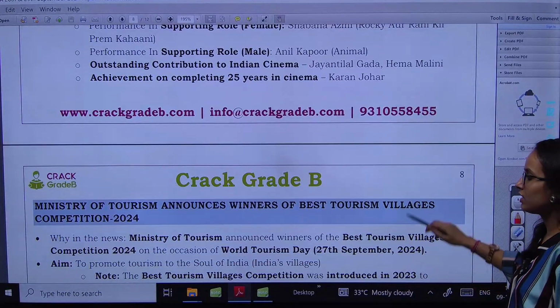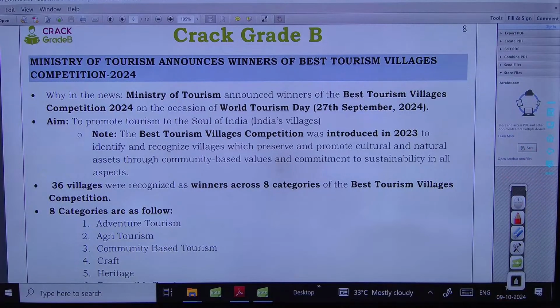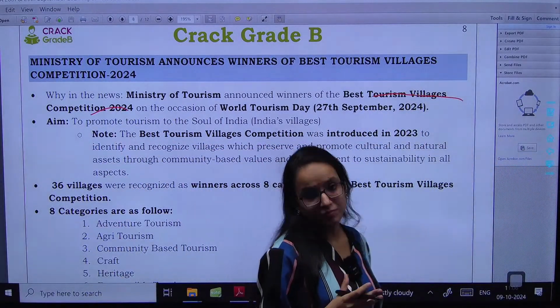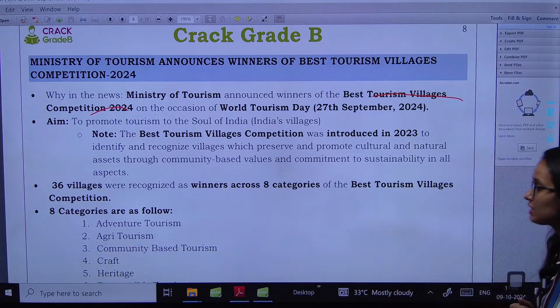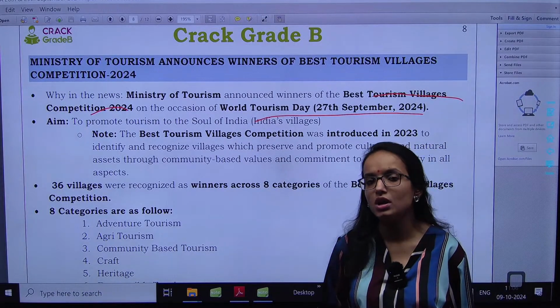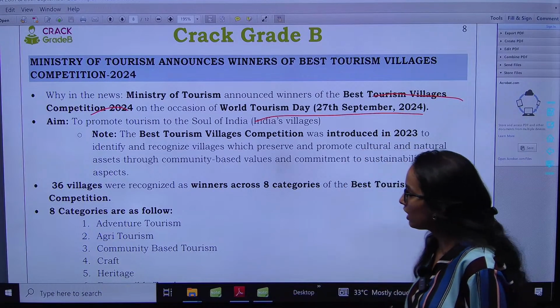Remember the location, they were held in Abu Dhabi. Next, what we have is Ministry of Tourism has announced winners of the Best Tourism Villages Competition 2024. So Best Tourism Villages competition was held. The winners list is out on the occasion of the World Tourism Day, that is 27 September. So remember, this is important, 27 September, World Tourism Day. On that day, the winner list has been announced.